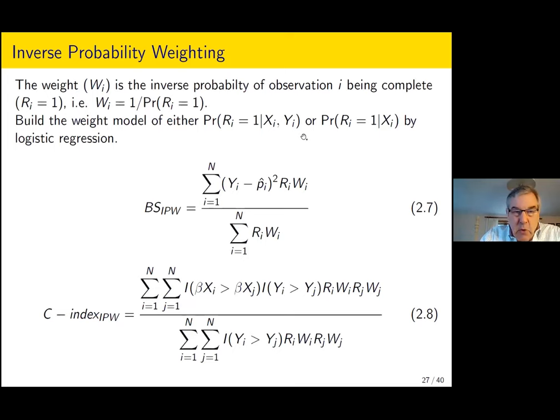So should you include Y in that model or not? That's sort of a question, and you could do it either way. And then similarly, the C index is the same thing. You build just a weighted version of a concordance index.